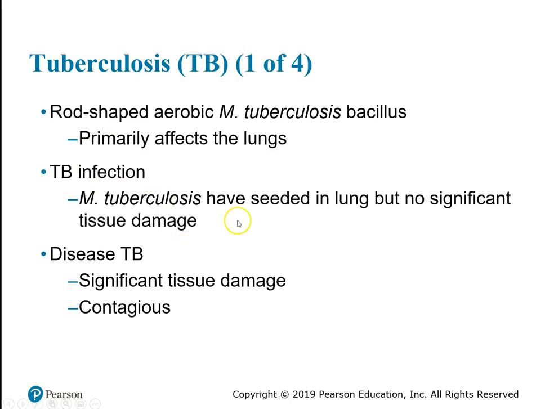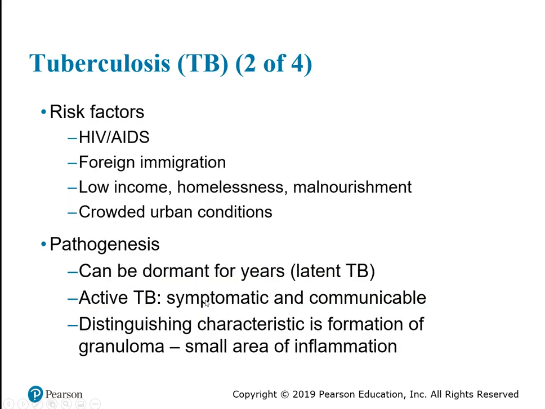If you first have the infection, I guess this is saying they're in the lung, but maybe no significant tissue damage. However, as you move on and you actually have the disease, you end up having significant tissue damage in the lung, and it is highly contagious. Okay, in terms of risk factors, if you have an immune disorder like HIV or AIDS, foreign immigration, meaning from areas of the world where this is prevalent, low income, homelessness, malnourishment, all of these things will contribute to the disease.